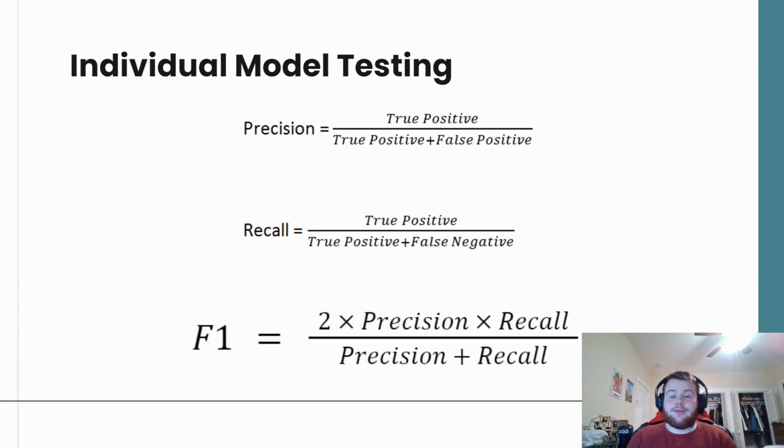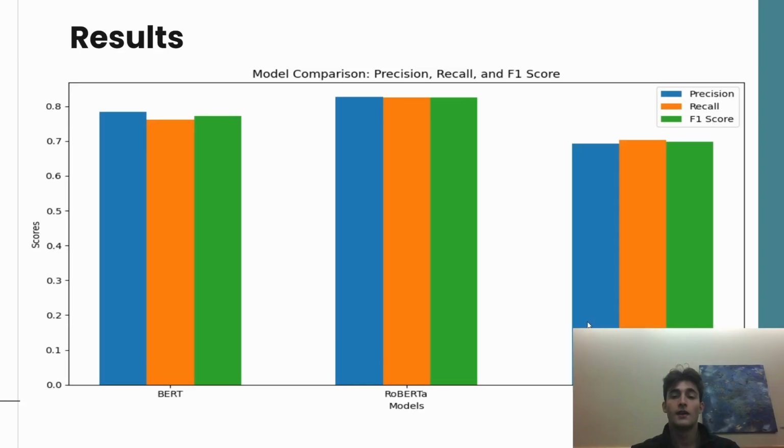To evaluate our models, we used a couple different metrics. The first one, precision, is a comparison of the true positives to the total number of model-predicted positives. Recall, similarly, is the number of true positives compared to the number of actual positives. F1 is a combination of both of these scores. Another one not pictured here, accuracy, is simply the number of correctly predicted results compared to the total number of results. Now we're going to talk about the results.